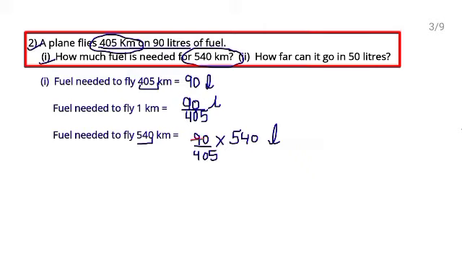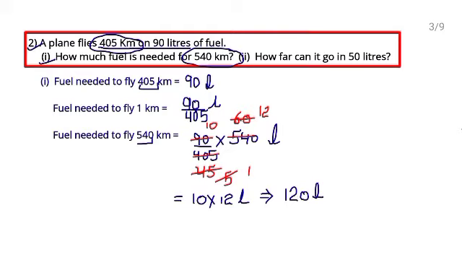Simply solve it. This and this both are divisible by 9. 9 ones are 9, 0. 9 fours are 36. 9 fives are 45. Clear? Now this and this by 9 again. 9 5s are 45, 9 6s are 54, then 0 again by 5, 5 1s are 5, 5 2s are 10. So this is equal to 10 multiplied by 12 liters. 10 12s are 120 liters. 120 liters of fuel is required for 540 kilometers. This is the answer of the first part.